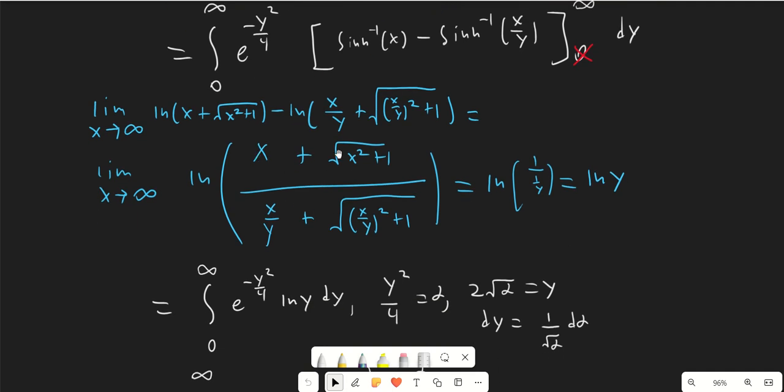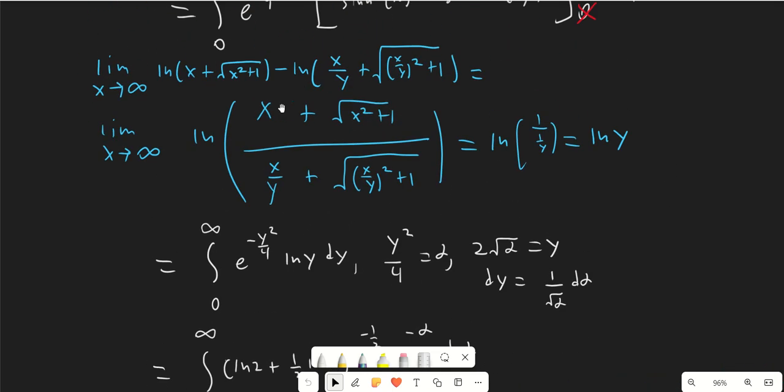Natural log of (x plus square root x squared plus 1) over (x over y plus square root (x over y) squared plus 1). Now, in this case, notice that on the top here, it's essentially the same thing as the bottom. We're just multiplying by 1 over y on the bottom. So the ratio of the top to the bottom as x goes to infinity is just 1 over y, or just natural log of y overall inside that natural logarithm.